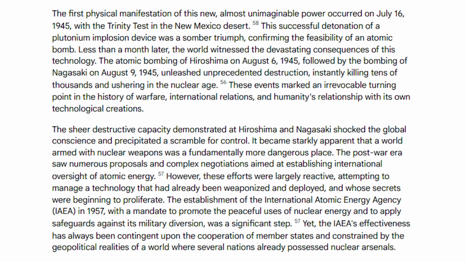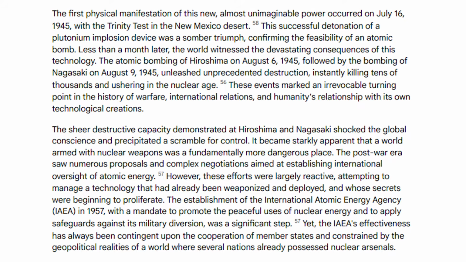The post-war era saw numerous proposals and complex negotiations aimed at establishing international oversight of atomic energy. However, these efforts were largely reactive, attempting to manage a technology that had already been weaponized and deployed, and whose secrets were beginning to proliferate.